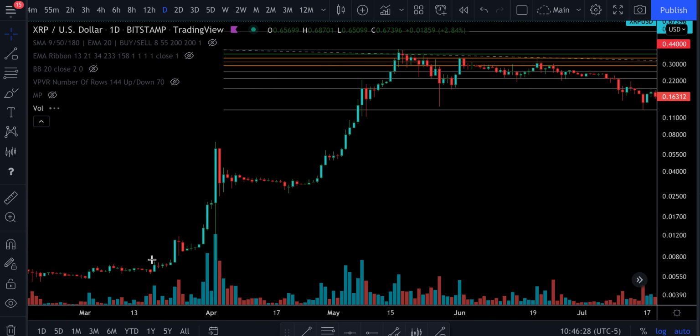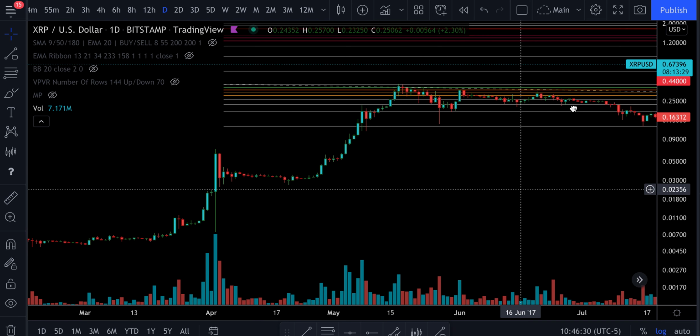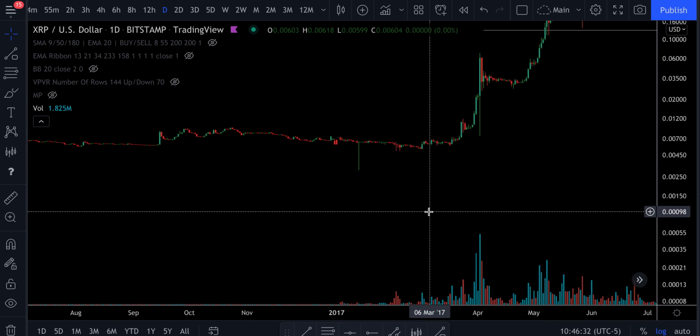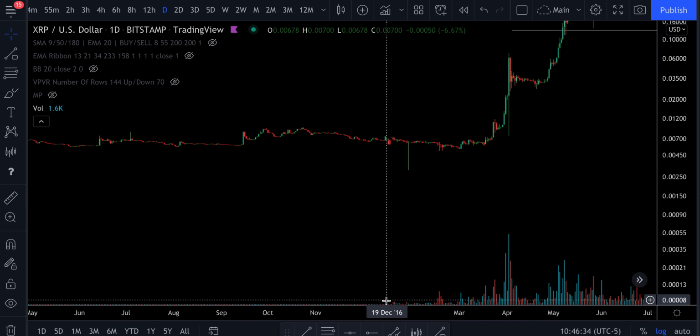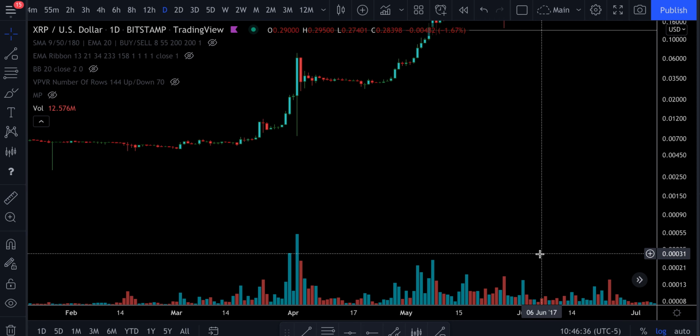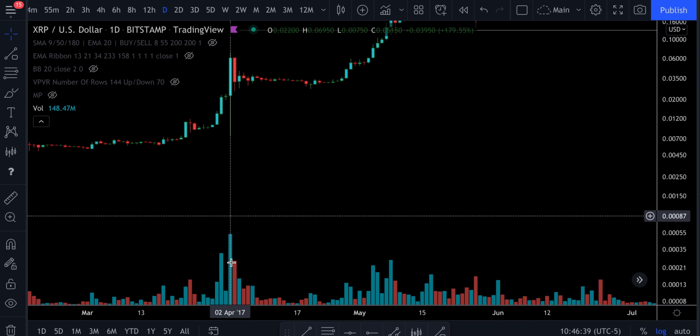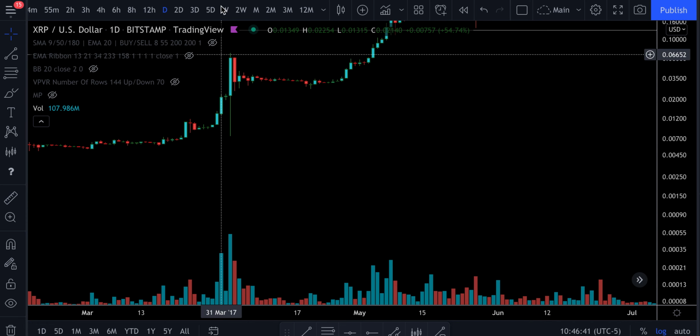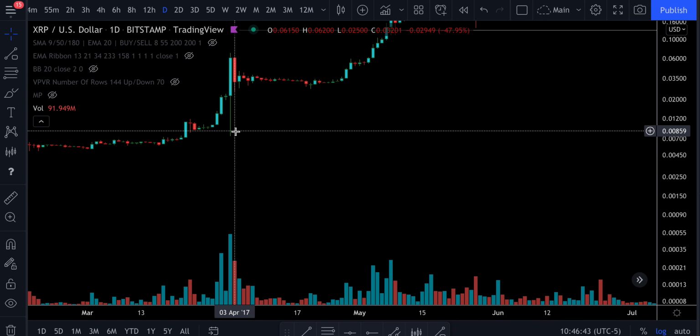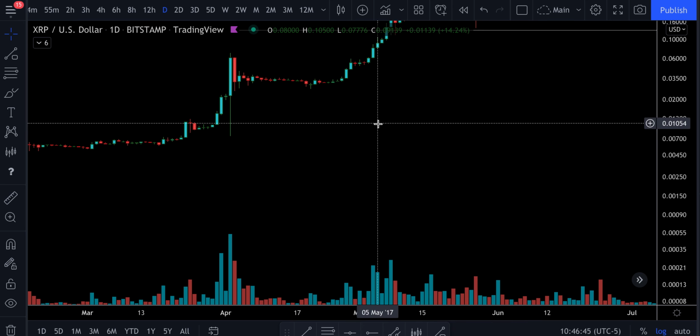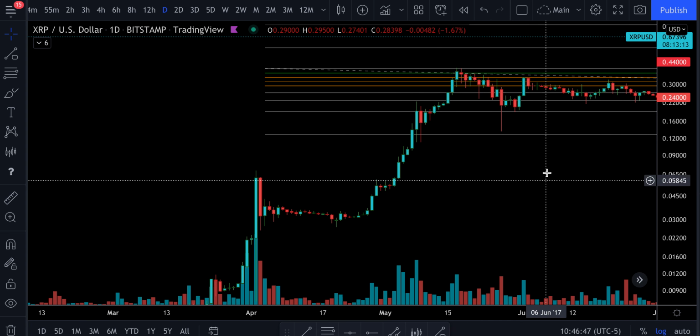Let me just see. Oh yeah, look at that volume spike. So XRP went from having no volume, like you don't see anything over here, and then this particular day, just boom, massive surge of volume. That's insanity.